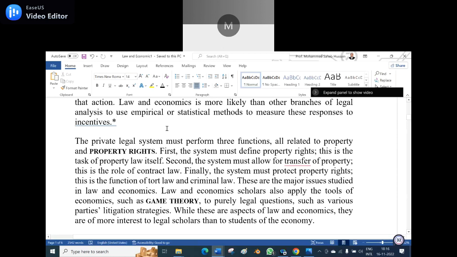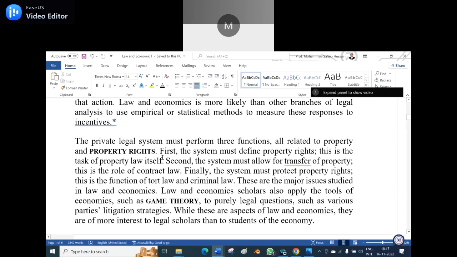So the private legal system must perform three functions, all related to the property and the property rights. The first one is the property rights. What property rights should be there? And the property law deals with the property rights. And the second is the system must allow the transfer of property.